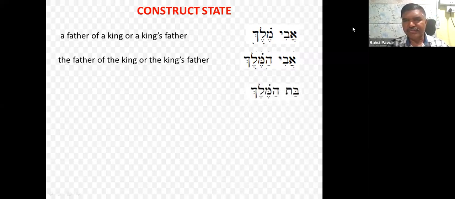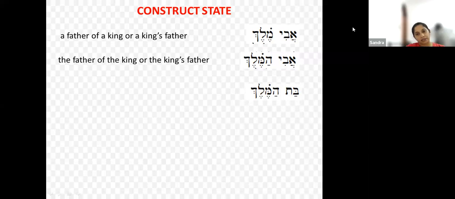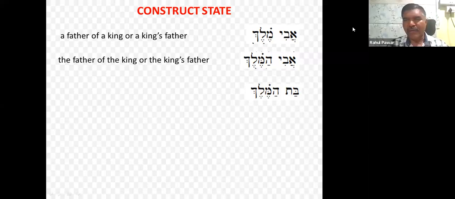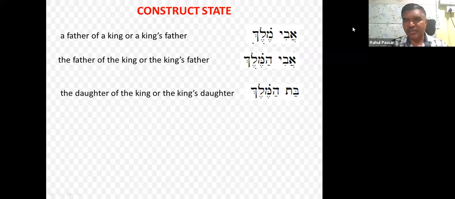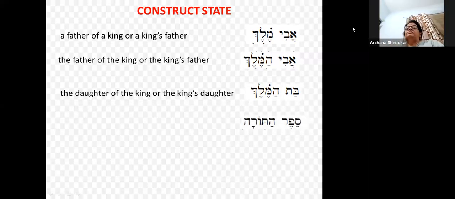Then read this one. Beth Hamelech. Beth means daughter. Daughter of the king. The daughter of the king, or king's daughter.